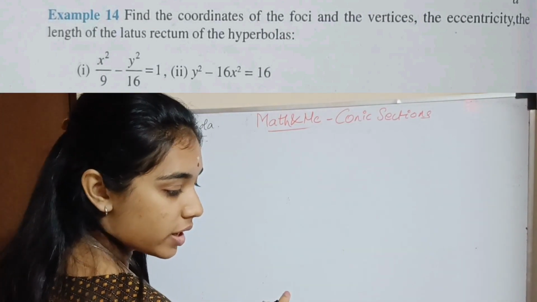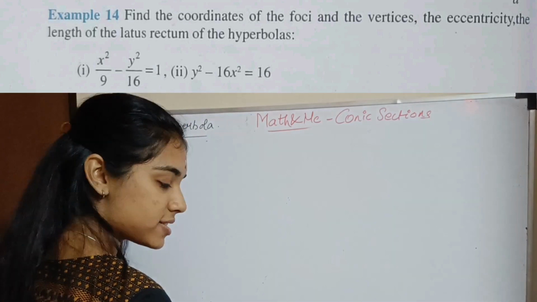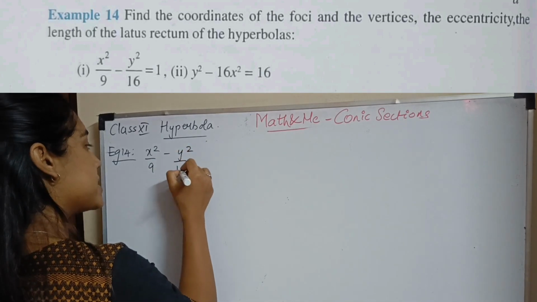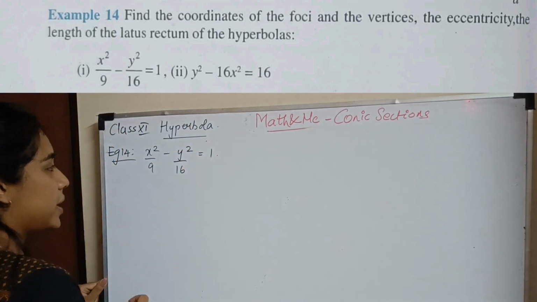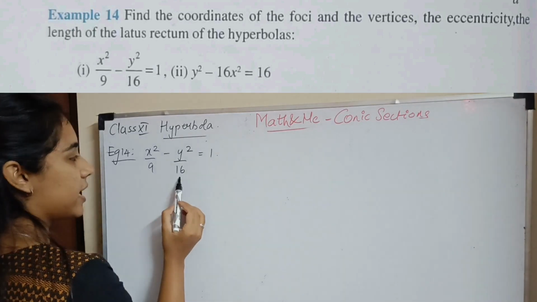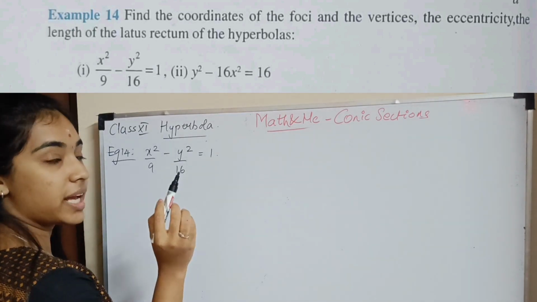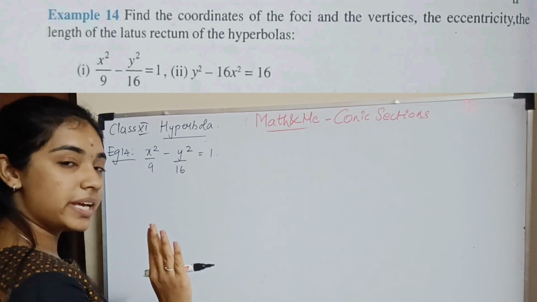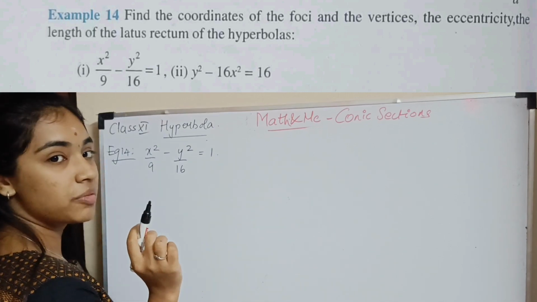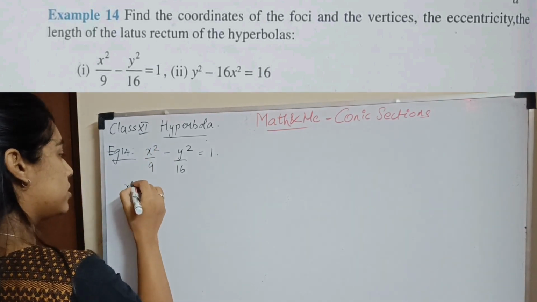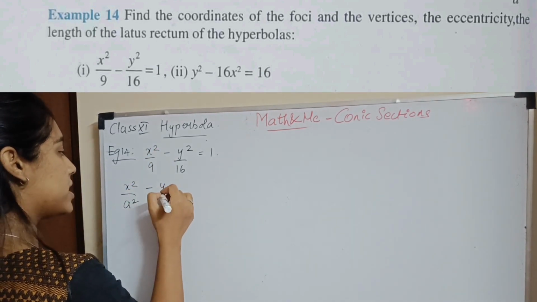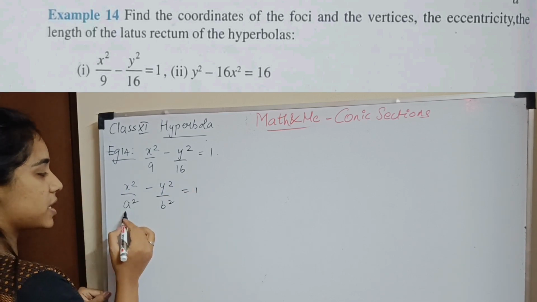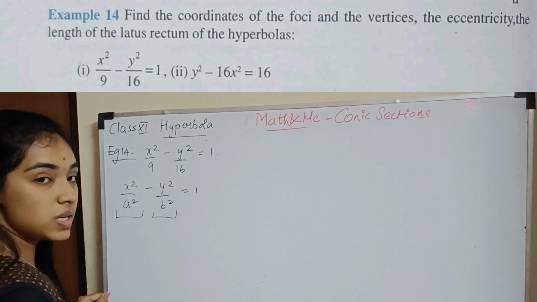So, example 14. Find the coordinates of foci and the vertices, eccentricity, and length of the latus rectum for the equation x square by 9 minus y square by 16 equals 1. In an ellipse, what did we see? We saw that a square was always greater than b square, a greater than b. For hyperbola, a greater than b is not a condition. b can also be greater than a. What is your general form of an equation? When you have x square, you have a square in the bottom minus y square by b square equals 1. So always a square comes in the first term and b square comes in the second term.